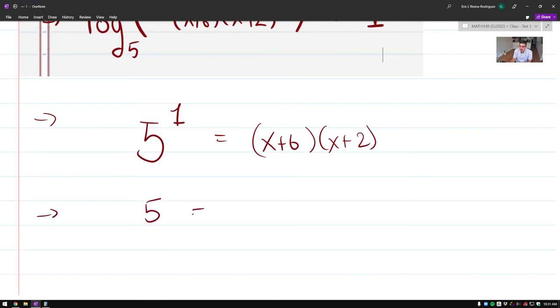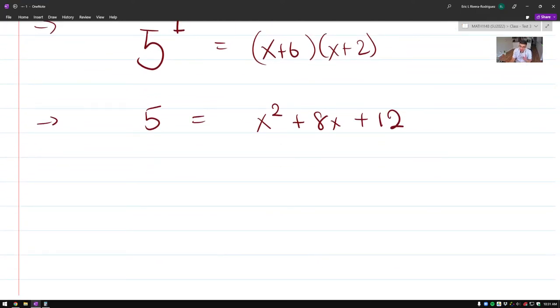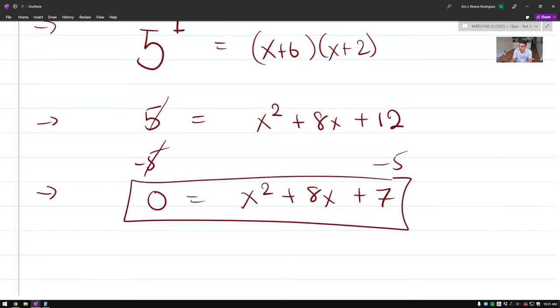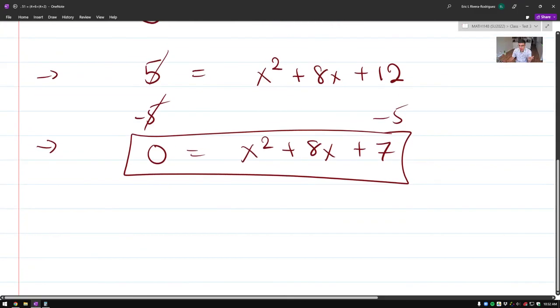So this is 5 equals, when we expand this, x squared plus 8x plus 12. And this is something similar to test number 2, when we were looking for the zeros. To solve this equation, we cancel both sides, so we get 0 equals x squared plus 8x plus 7. Now this equation is asking what are the values of x that make this entire equation equal to 0. So we are looking for the zeros of this polynomial, which has a degree of 2.